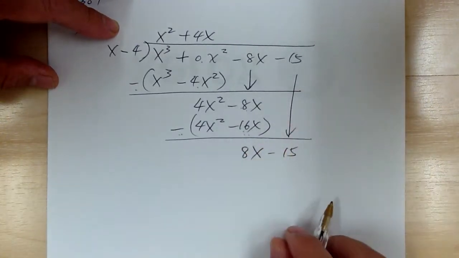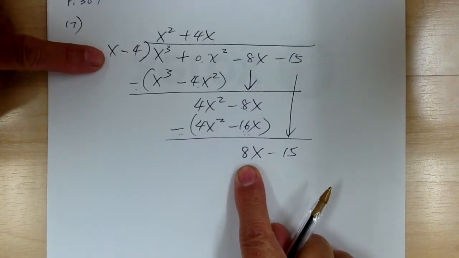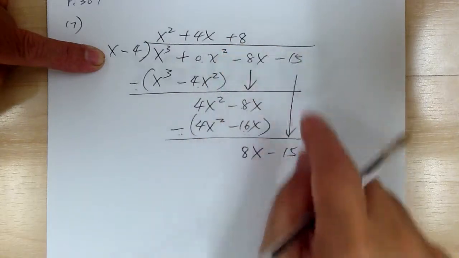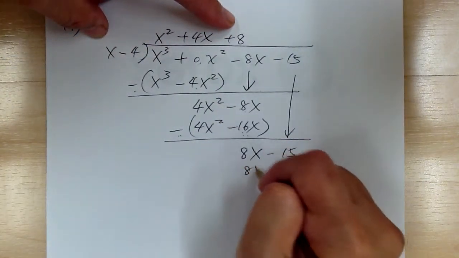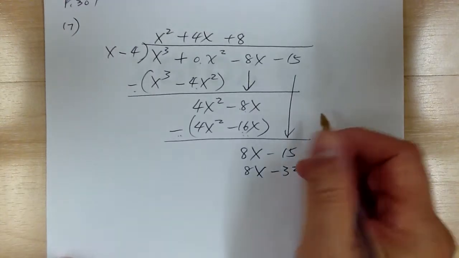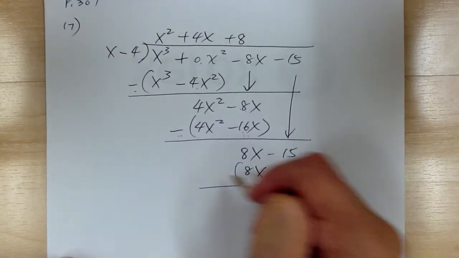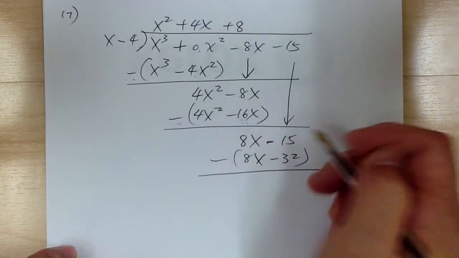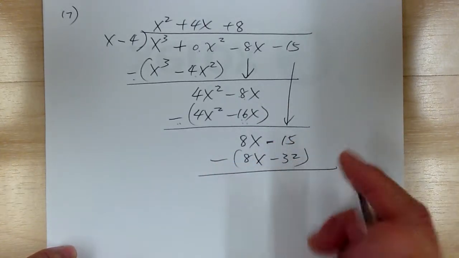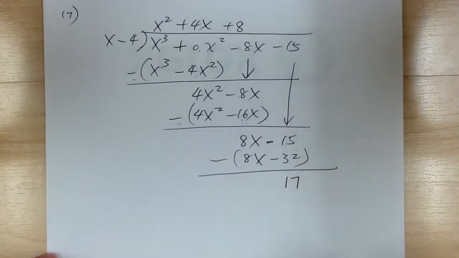Okay, so you drop the next one. Next term you need to have is 8. So notice again it goes down in order, always. So you get 8x minus 32. Put parentheses, subtract. So negative 15 minus negative 32 becomes plus. So negative 15 plus 32 will give you positive 17.